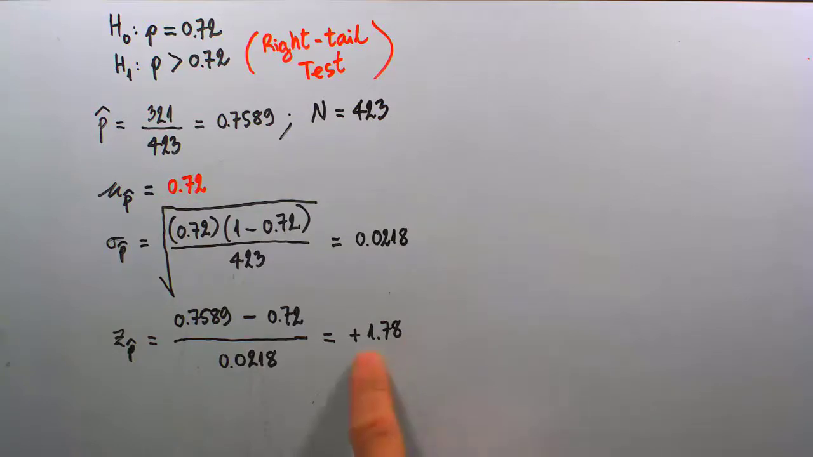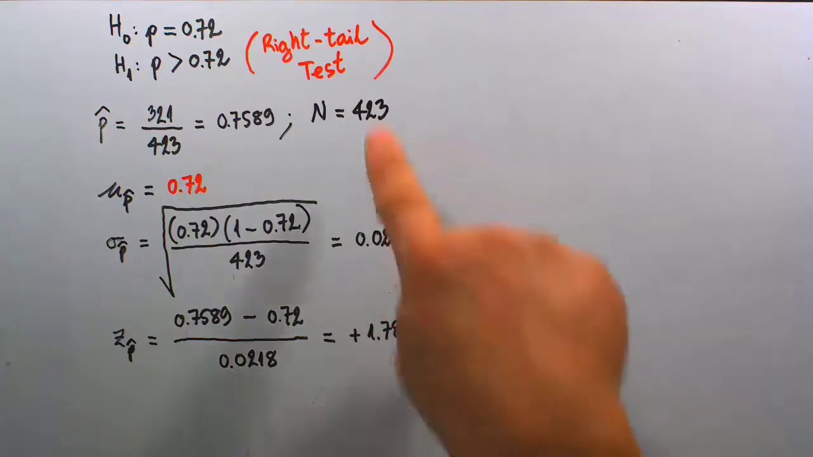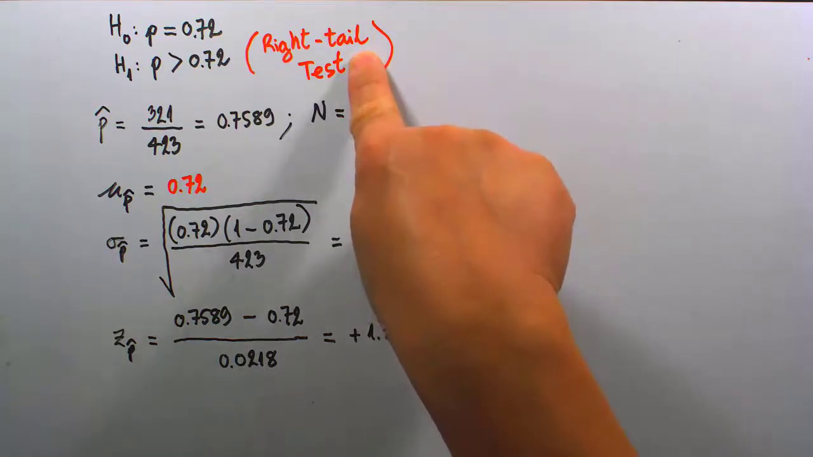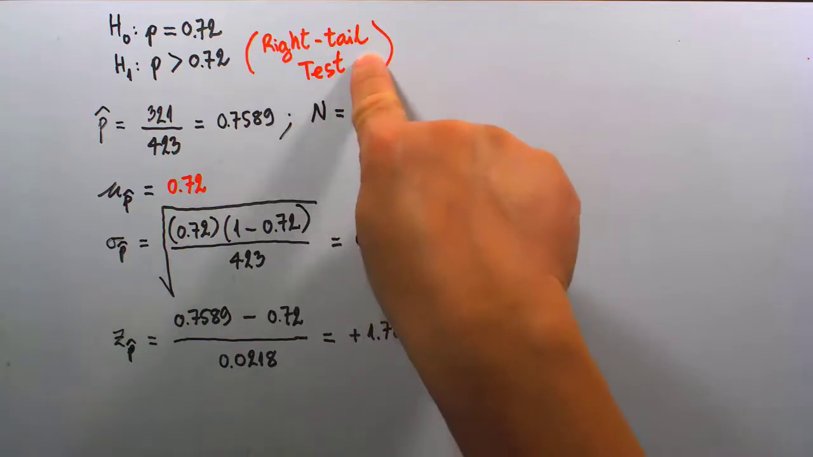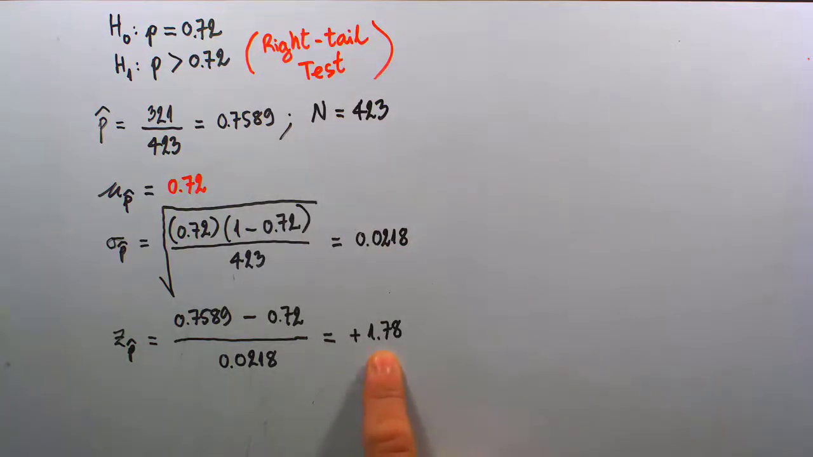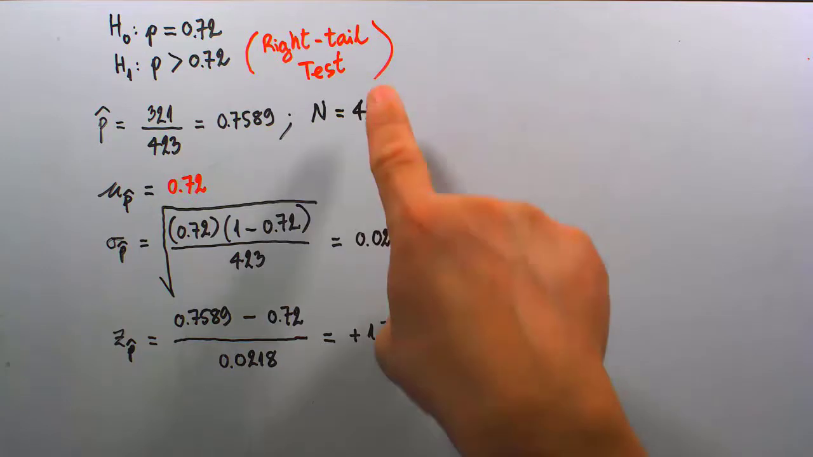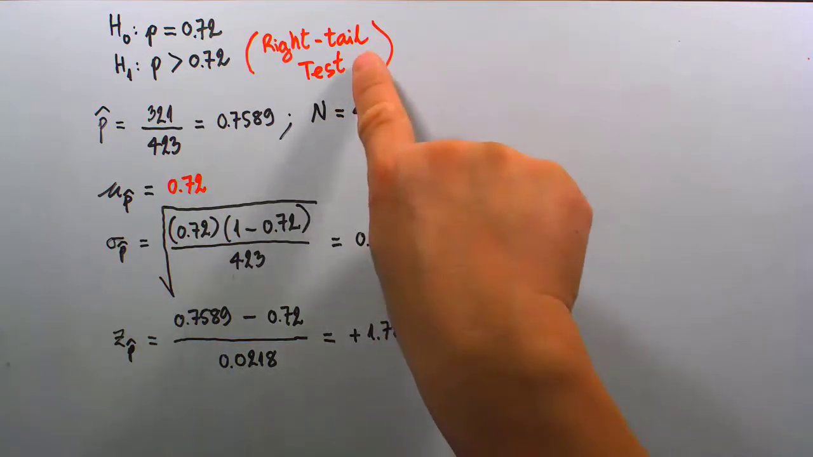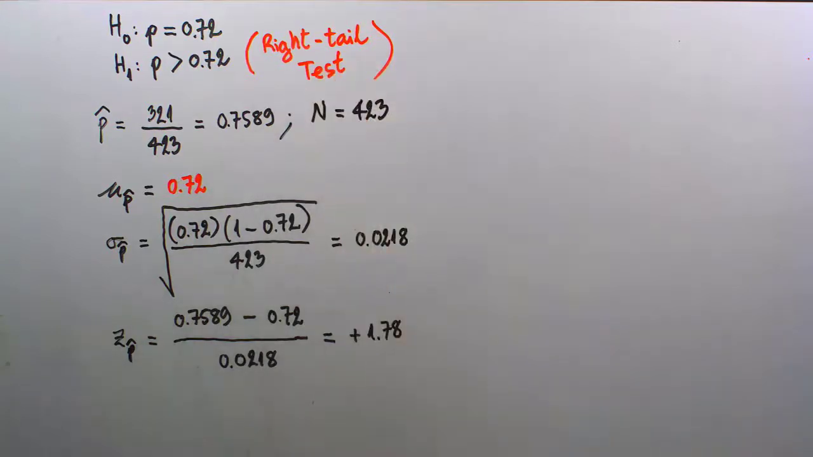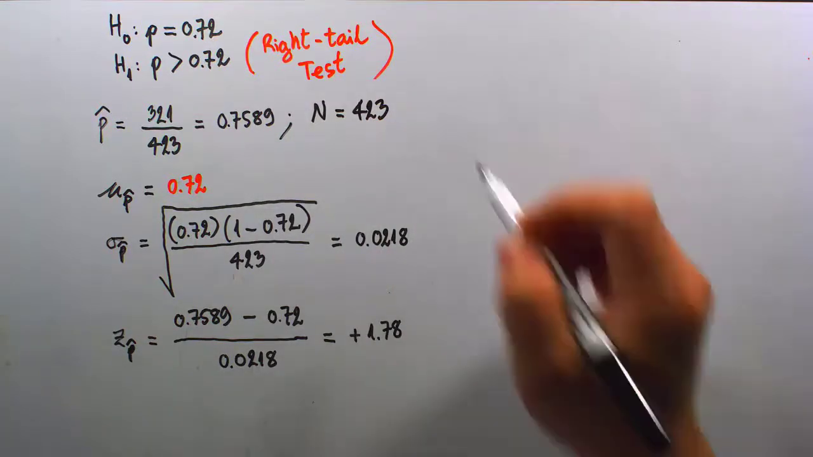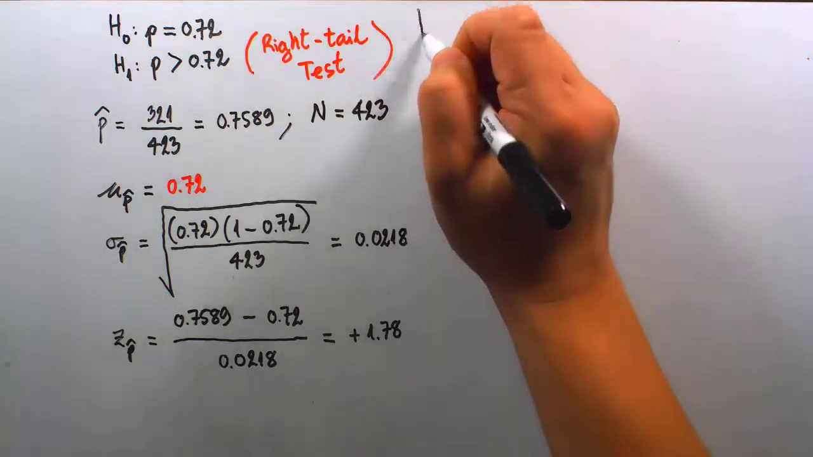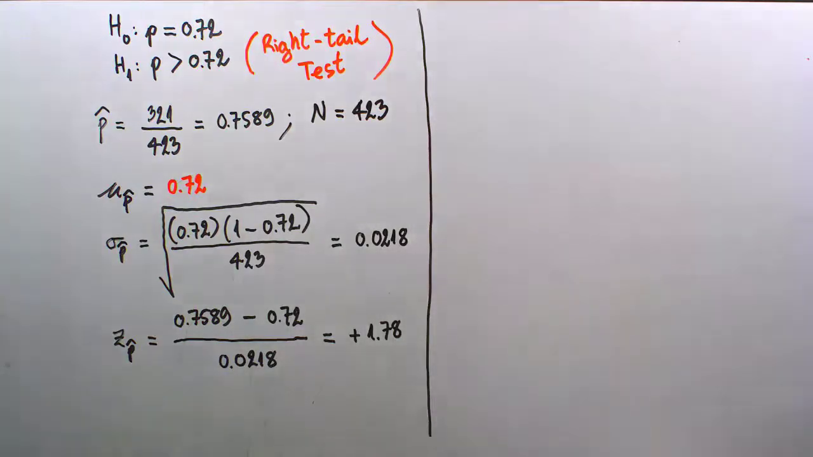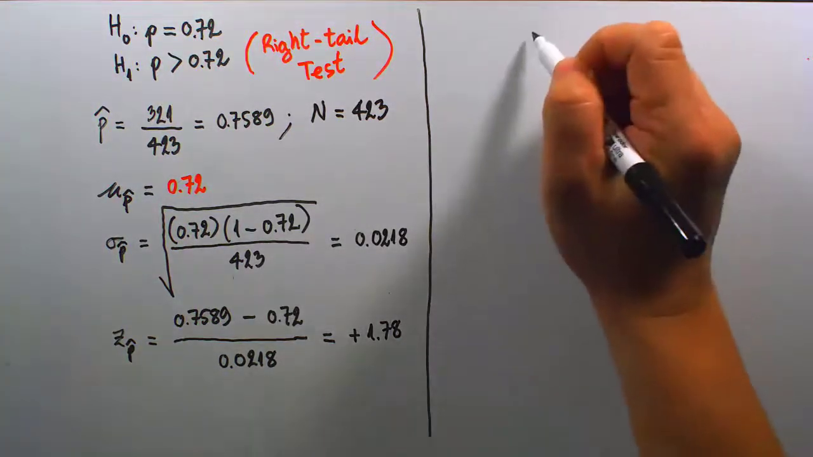The positive z-score is also consistent with the fact, even though I have not explained what exactly the right tail test is, that we are running our test as a right tail test. And so now the next step is to calculate our p-value.